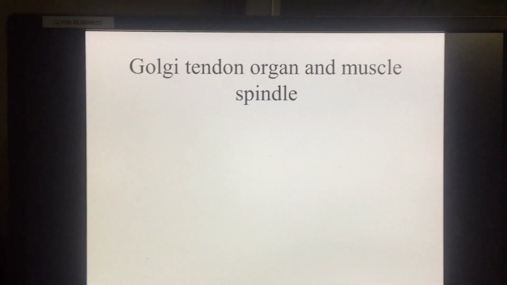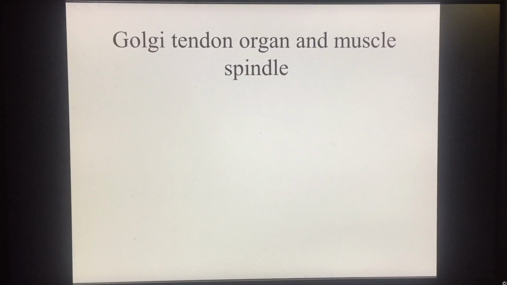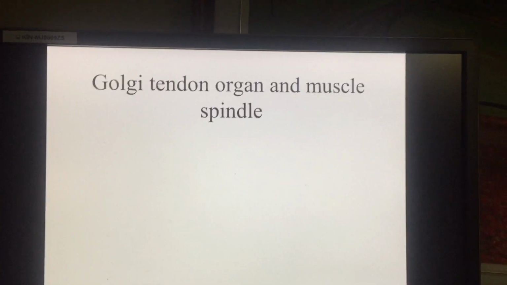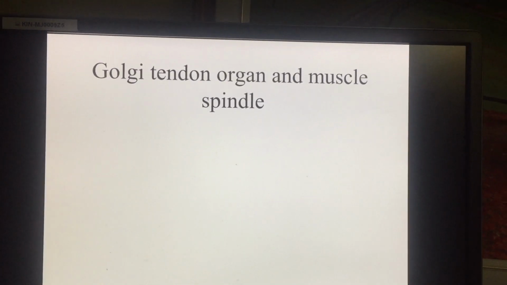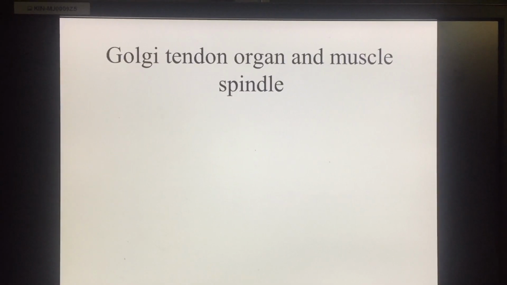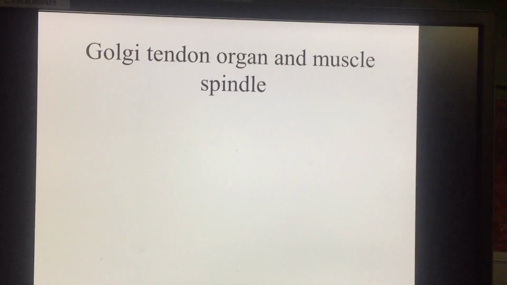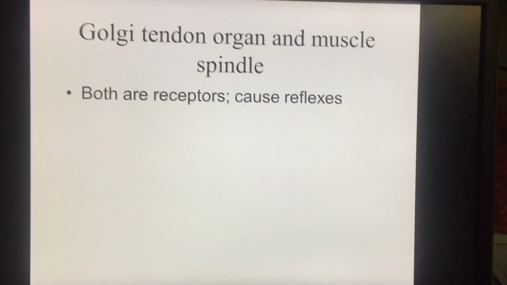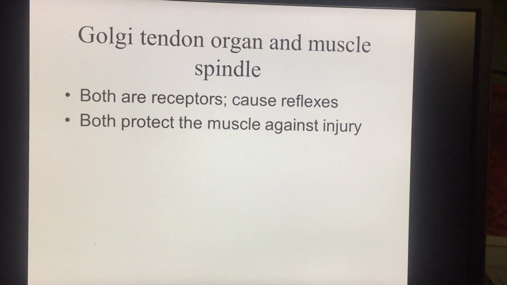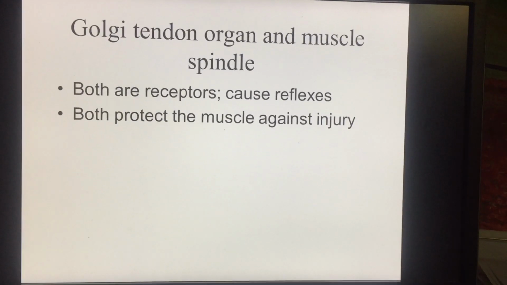So in part 3 of your Kin 425 lecture for January 20th, I'm going to introduce the Golgi tendon organ and muscle spindle. These play important roles in your neuromuscular system. Both are receptors and both cause reflexes. Both protect against muscle injury.